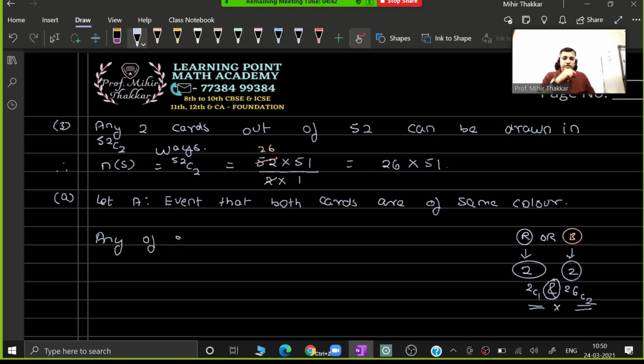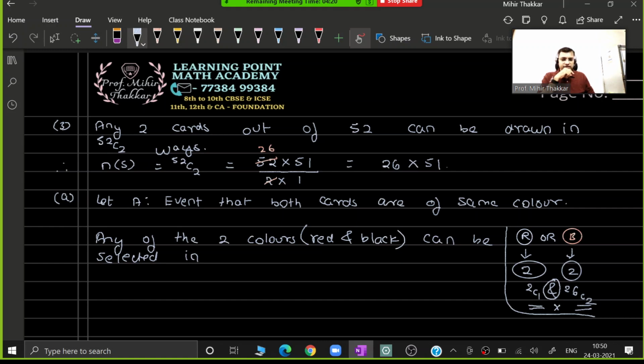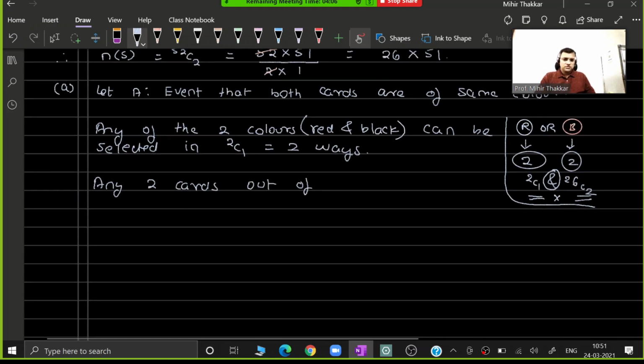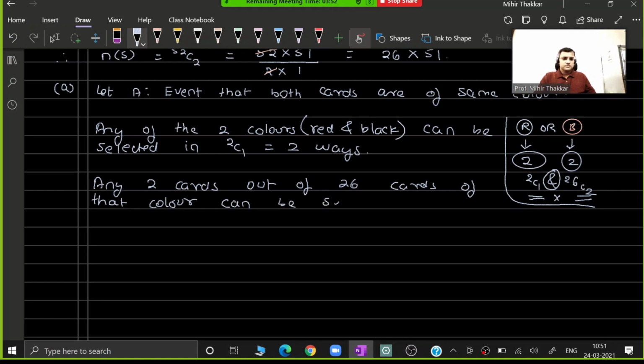I will write over here, any one of the two colors, red and black, can be selected in 2C1, that is equal to 2 ways, and then any two cards out of 26 cards of that color can be selected in 26C2 ways, which is equal to 26 into 25 divided by 2 into 1.